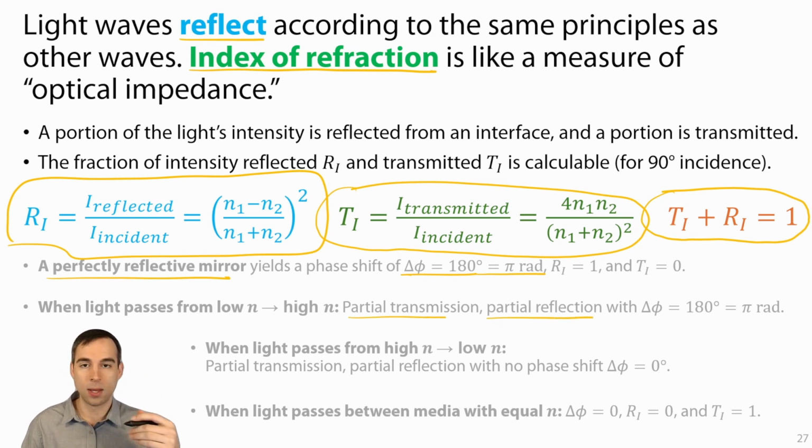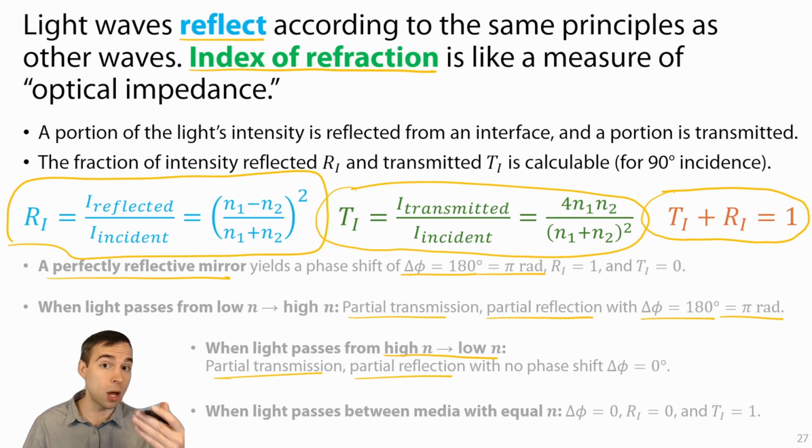It's not a perfect closed end or a perfect mirror. And so we could calculate the intensity reflected and the intensity transmitted, but there will still be a phase shift of 180 degrees or pi radians for going from low index to high index, low index of refraction to high index. When light passes from a high index to a low index, we would see partial transmission and reflection, except there would be no phase shift.